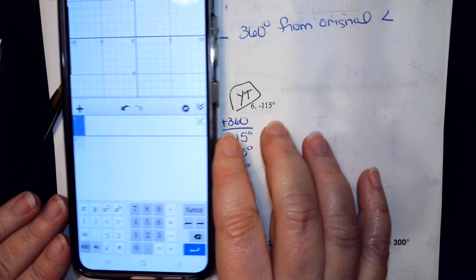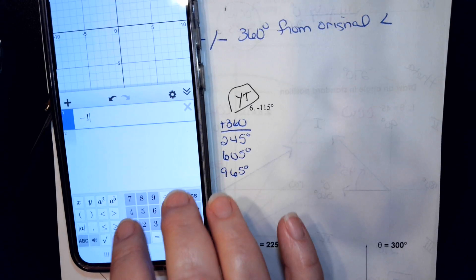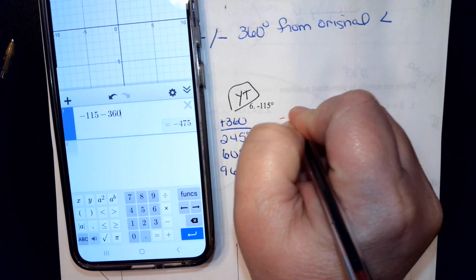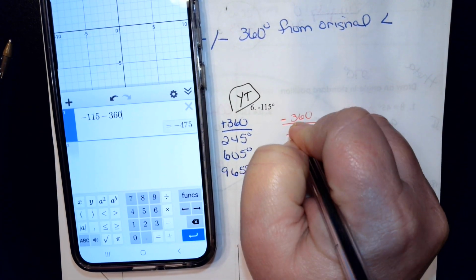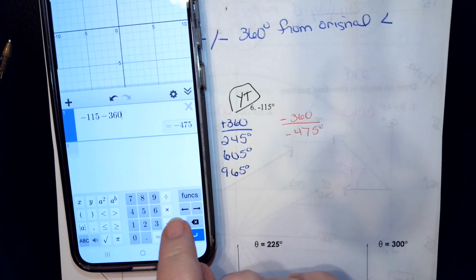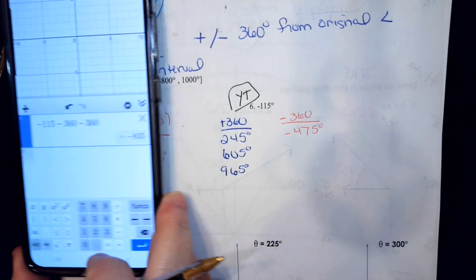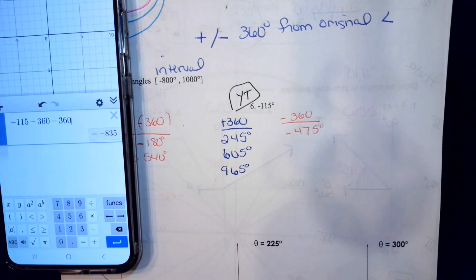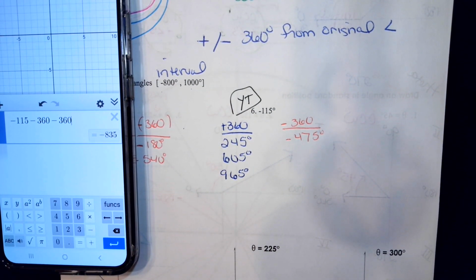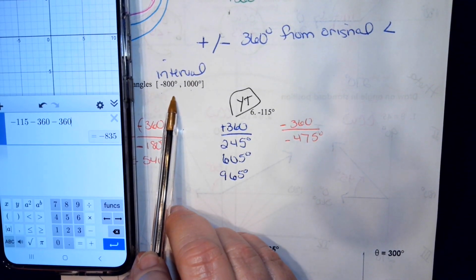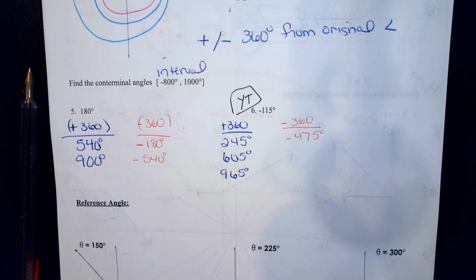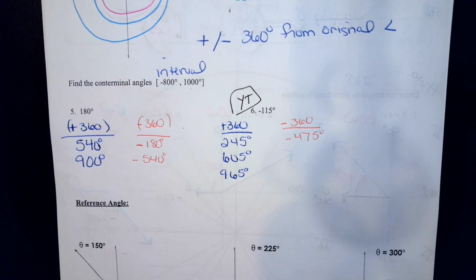Now we're going to do the same thing, but we're going to subtract 360. So we got negative 115 minus our 360. Our first angle is negative 475. We're going to subtract 360 again, and we get negative 835, but negative 835 is beyond the negative 800. So negative 475 is going to be my only negative coterminal angle within these boundaries here. Okay, so again, coterminal angles are simply angles that end at the same spot. You're either going to add 360 or subtract 360.